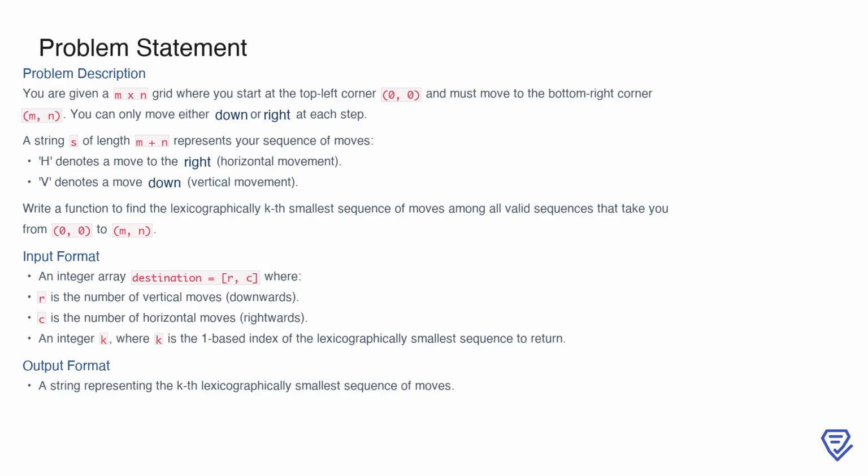The task is to write a function that returns the Kth lexicographically smallest sequence of these moves among all valid sequences that take you from the start position to the destination. The input will include the destination, represented as an array, R, C, where R is the number of vertical moves required and C is the number of horizontal moves. Additionally, you are given an integer k, which specifies the one-based index of the sequence to return. The output should be the Kth smallest sequence as a string.